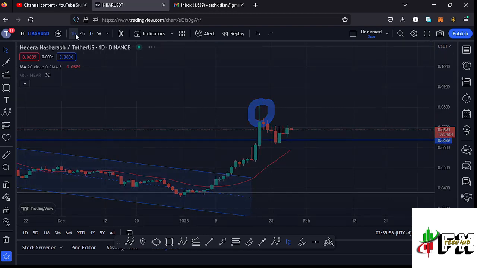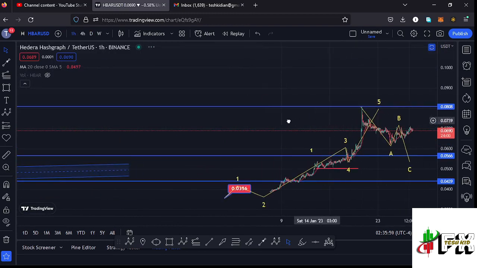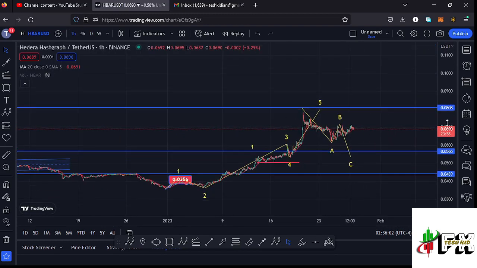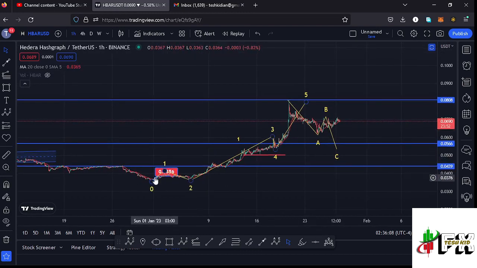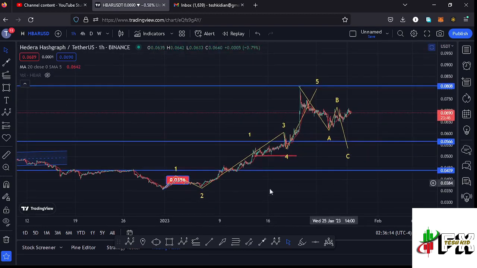And jumping to the 1 hour chart to give you the short-term scenarios that I'm expecting to play out, here on the 1 hour chart you can see that I have this Elliot wave structure in yellow, which has continued to be obeyed by Hbar, where you can see that after making our low at around the $0.0356 mark, we started a very nice bounce to the upside, where we can term that as the first wave, then a wave 2, then a wave 3, then a wave 4, and then a wave 5.